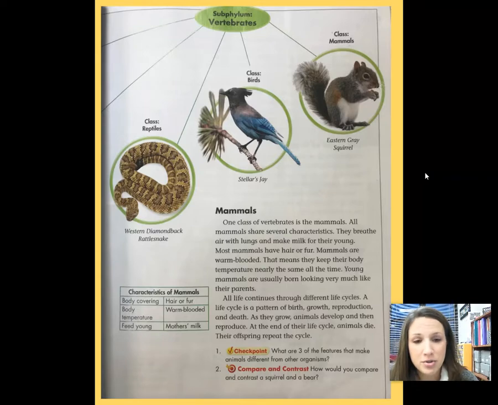All life continues through different life cycles. A life cycle is a pattern of birth, growth, reproduction, and death. As they grow, animals develop and then reproduce. At the end of their cycle, animals die. Their offspring repeat the cycle.